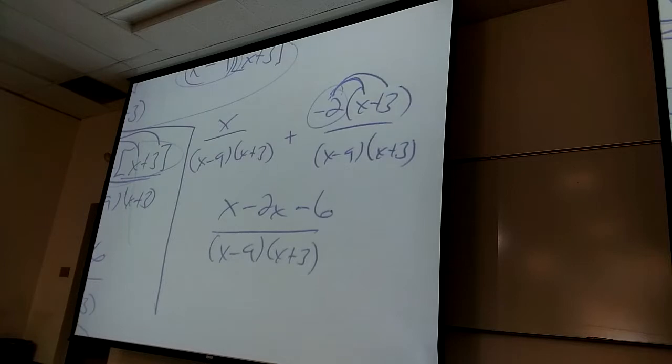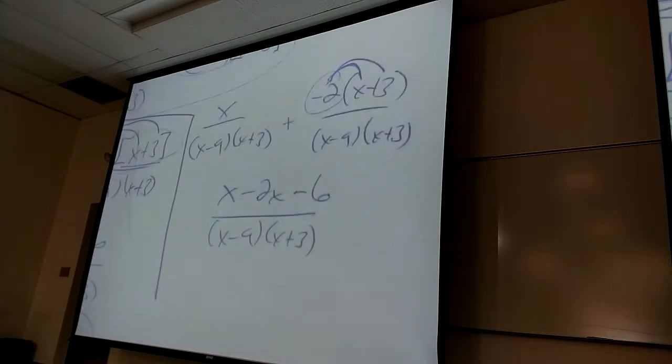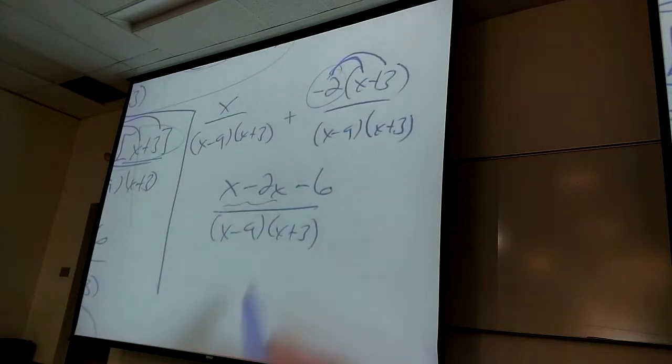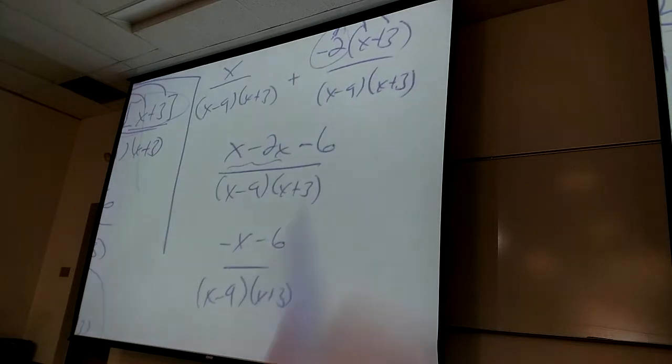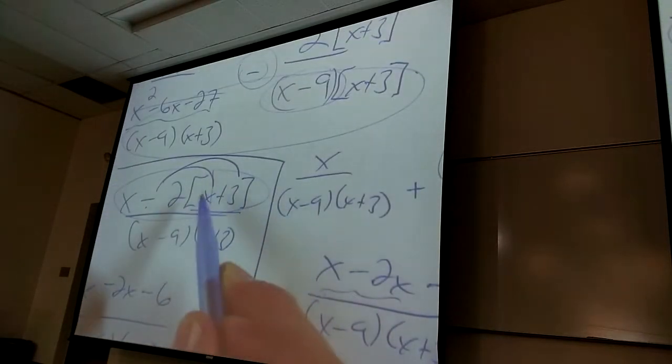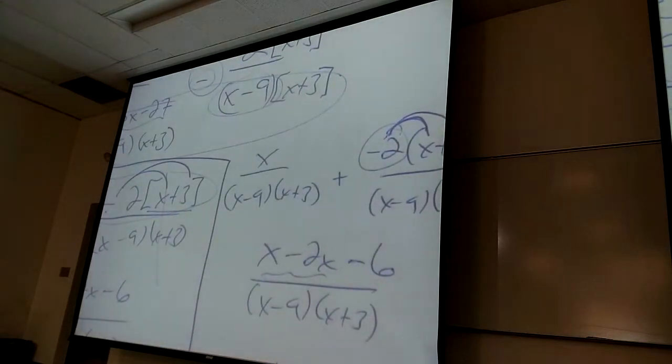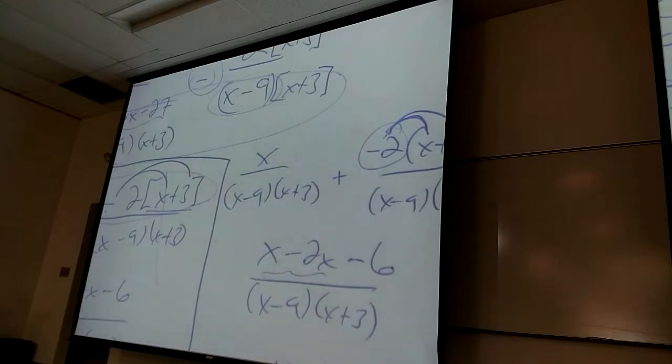And then you just combine your like terms on the top. Negative x minus 6 over (x minus 9)(x plus 3). Same answer we got before, just a slightly different take. Depends on which mistake you think you're going to make more often. Are you going to make a mistake with the negatives? Then don't do this way. Are you going to make a mistake canceling this? Then don't do this way. And if you're like, I'm going to make a mistake either way, then just pick a way and be really careful.